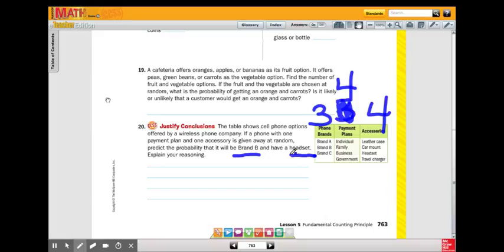That's okay, because you notice they talk about the brand, and there's only one brand to be out of those choices, and there's one headset out of the accessories. But then they don't say anything about the plan. How do you take care of that? All right, so there you go.